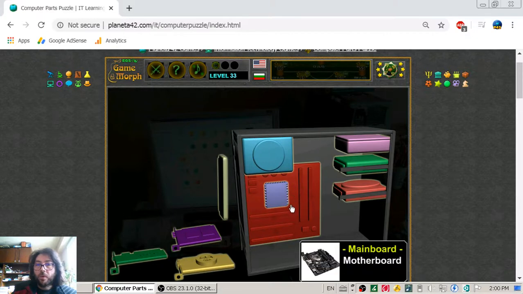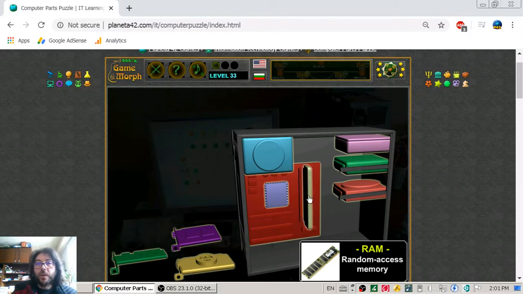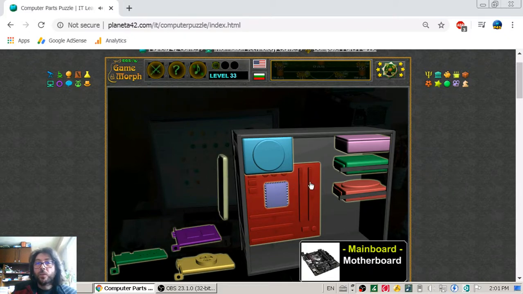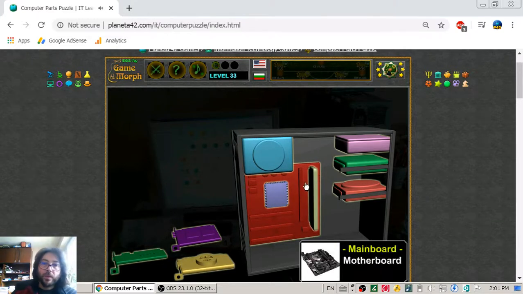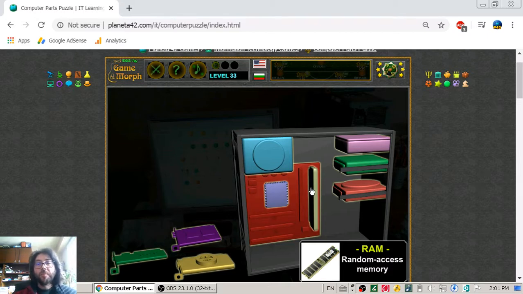Now most of the motherboards have, they have, not has, right? Okay, they have two slots for RAM, and we can place two 8 megabyte RAM modules in a computer, but it will work with one RAM as well.